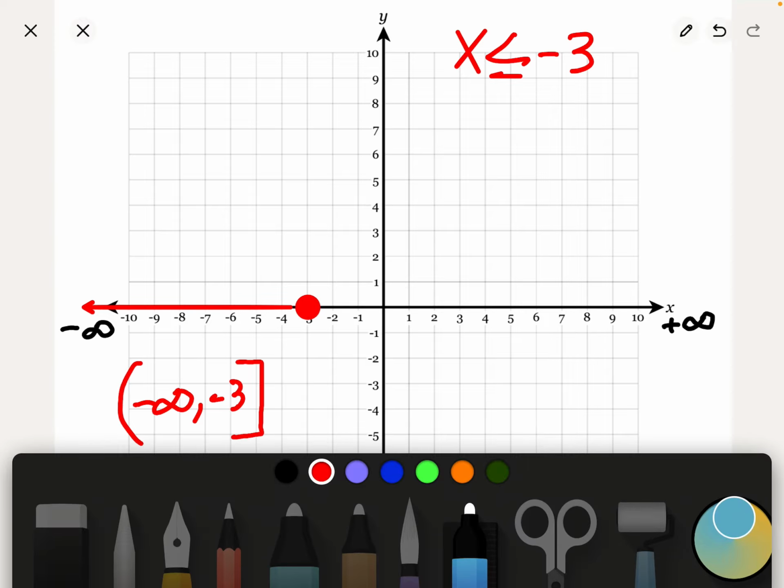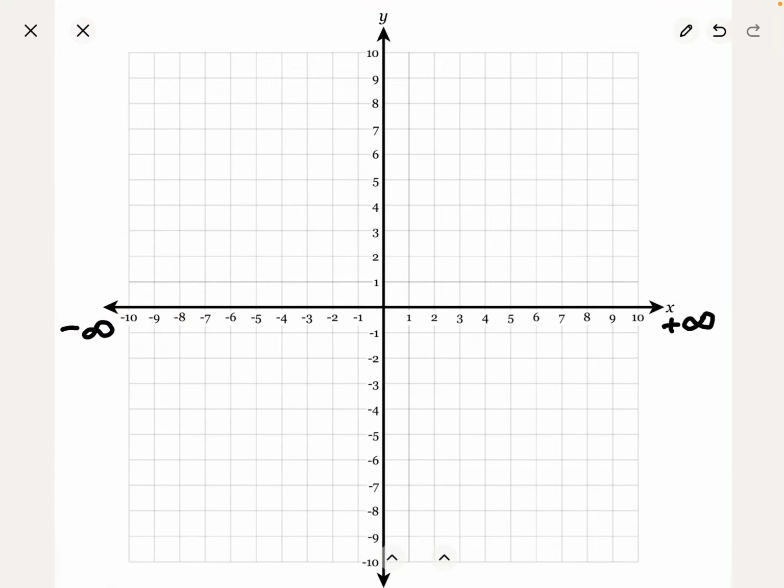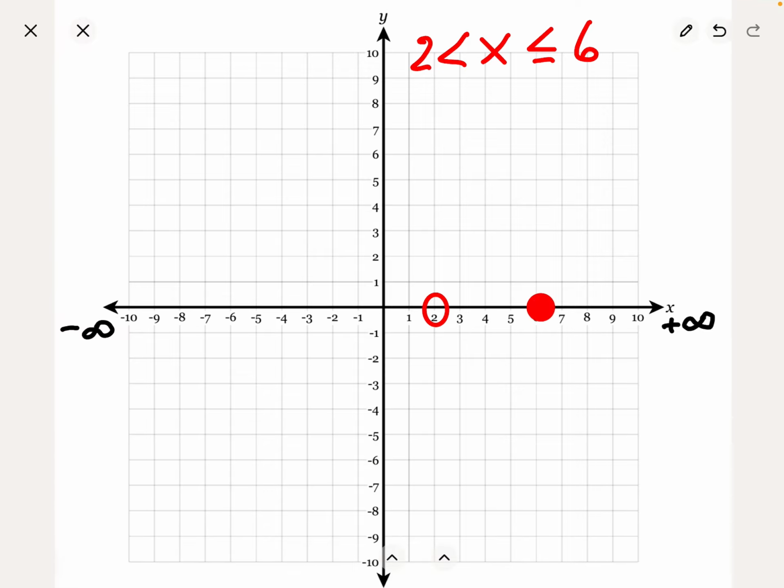All right, let's do another couple examples. Now, in this example, we have x is greater than 2, but less than or equal to 6. So on the number line, we're going to go to 2 first. We're going to put an open circle because we're not including it. And then we're going to go to 6, and we're going to have a closed circle because we are including that too. And because x has to be between 2 and 6, we just put a line there that connects them.